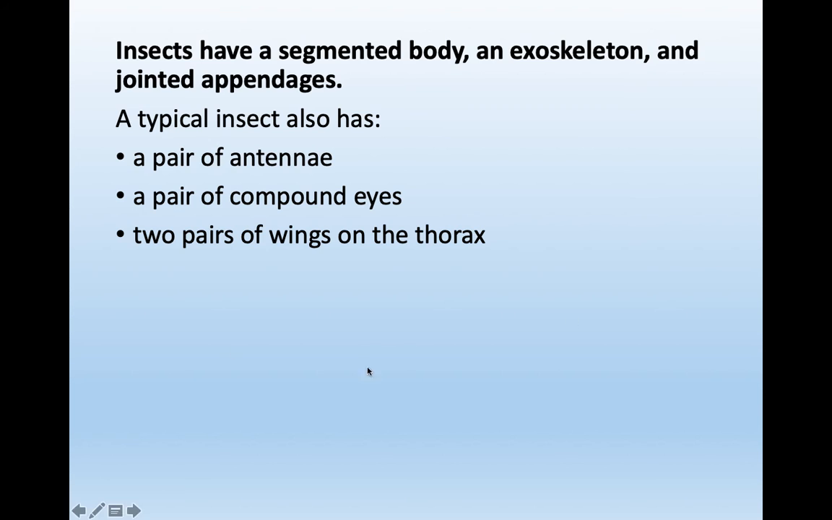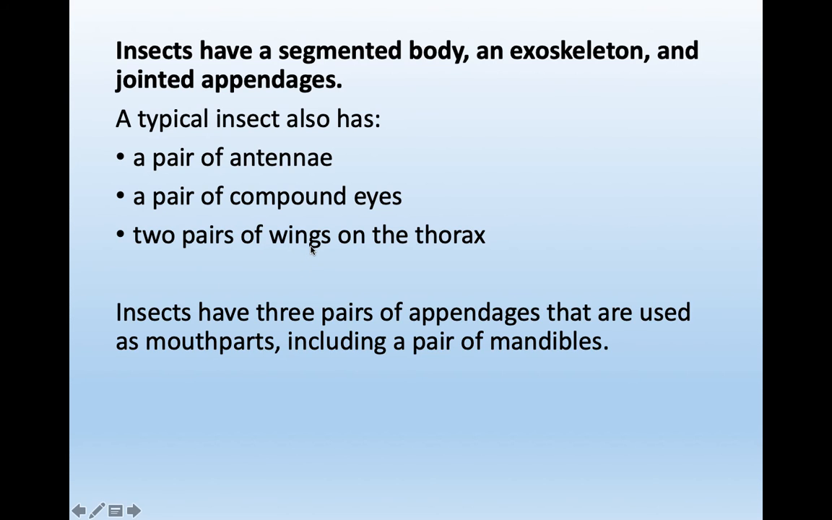Okay, so insects have a segmented body, an exoskeleton, and jointed appendages. Again, we've said that before. A typical insect will also have a pair of antennae, a pair of compound eyes, and in some cases they'll have other eyes as well, like when it comes to the grasshoppers that you dissected, there were ocelli as well. Ocelli are just like simplified eyes in addition to their compound eyes. They also have two pairs of wings on their thorax.